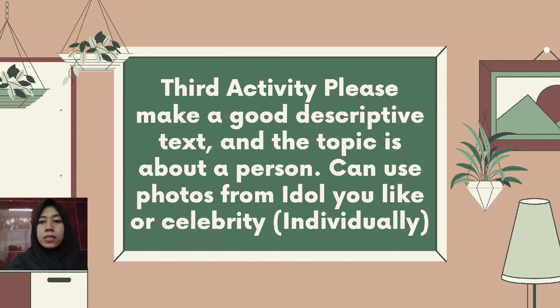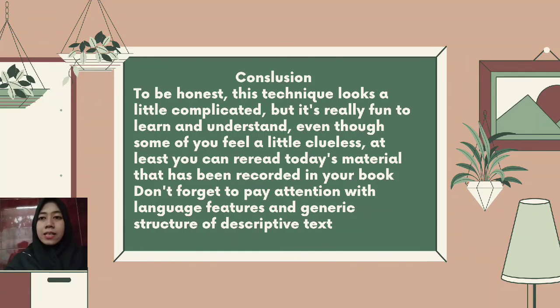Now, you are asked to work individually. Please make a good descriptive text and the topic is about a person. You can use photos from idol you like or celebrity. Well, students, you must differentiate the parts of generic structure of the descriptive text. One of you who can finish the text first will be asked to write the text on the whiteboard and she or he will get a gift from me. So you must write it correctly. Okay? Our class has been done today.